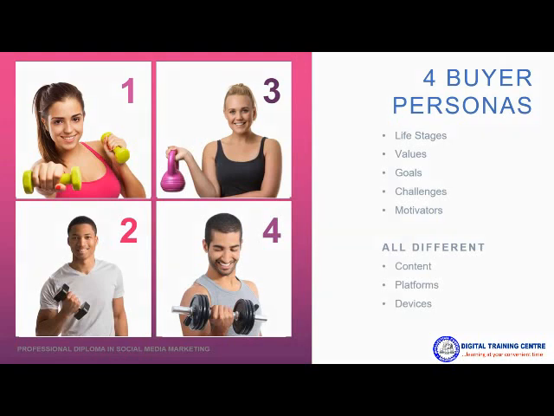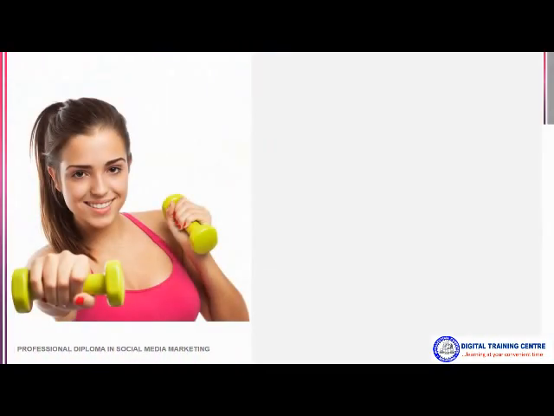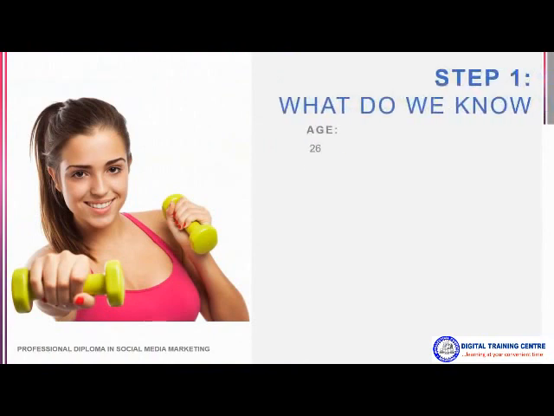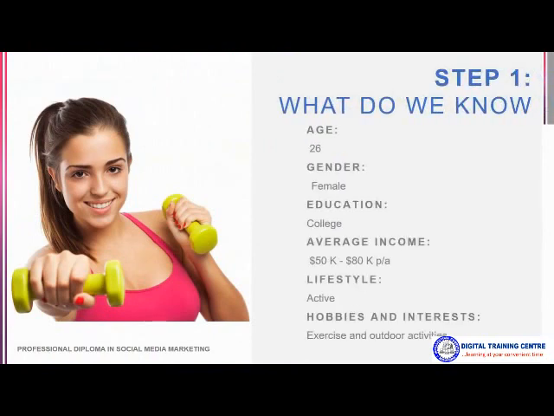For this lesson, we are going to take a look at one of these personas and develop that. So we have here committed Kathy, and we want to first start off with filling in the information that we do know. We know that we want to target someone who is 25 to 29, so we're going to give her an average age of 26. We know that she's female. We want someone with a college education. We want someone with an average income of 50 to 80,000 per annum. We want someone who is active because it's an exercise app, and we also want them to be interested in exercise as well as outdoor activities.